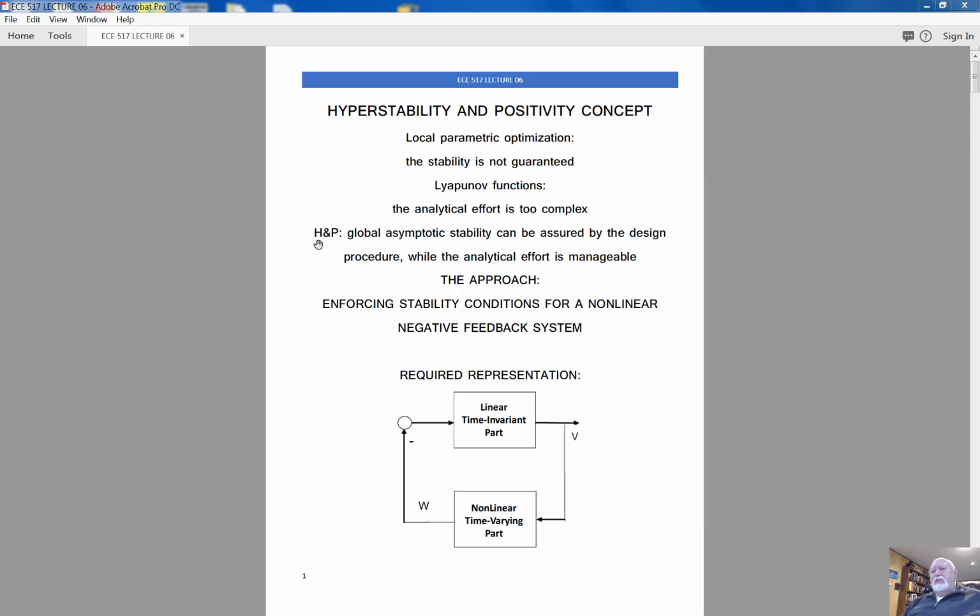The hyperstability and positivity approach is based on the enforcing conditions for global asymptotic stability of the model reference system. And if the model reference system satisfies these conditions, we can expect so-called perfect asymptotic adaptation. At the same time, the analytical effort is manageable in this case, especially since practicing engineers are welcome to use already existing cliches developed by professional mathematicians.